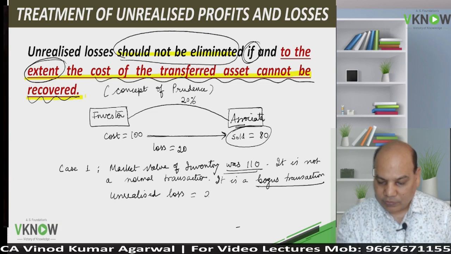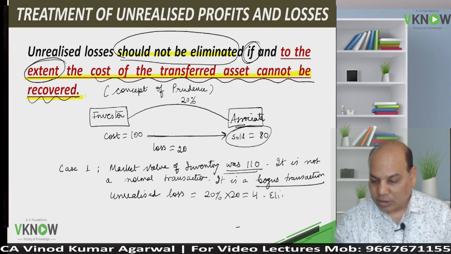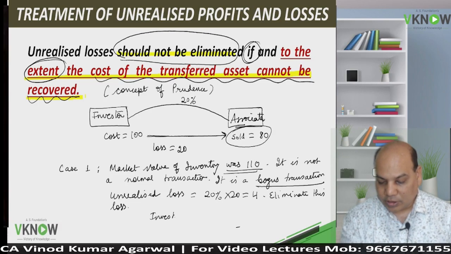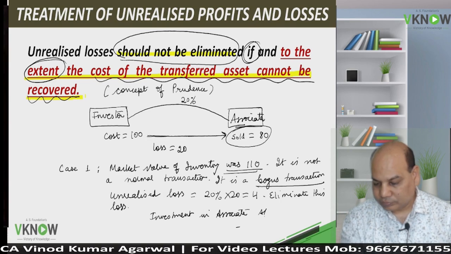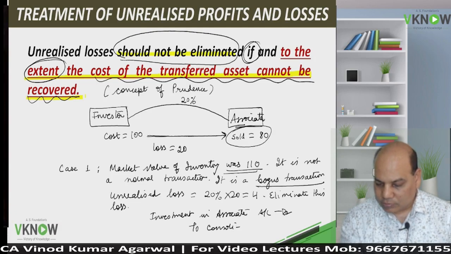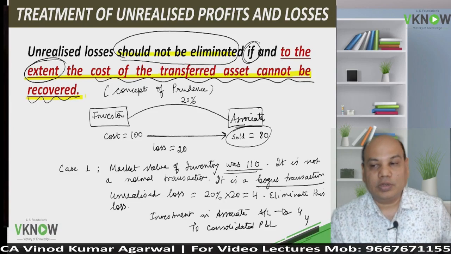Unrealized loss will be 20% of 20 loss, which is 4. And you have to eliminate this loss. How do I eliminate this loss? By passing the entry: investment in associate account debit to consolidated P&L account. So this is called elimination of unrealized loss.